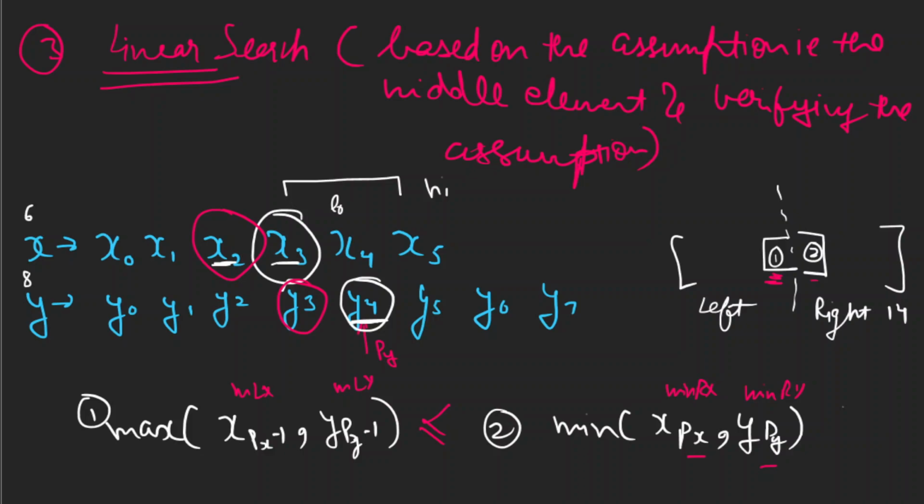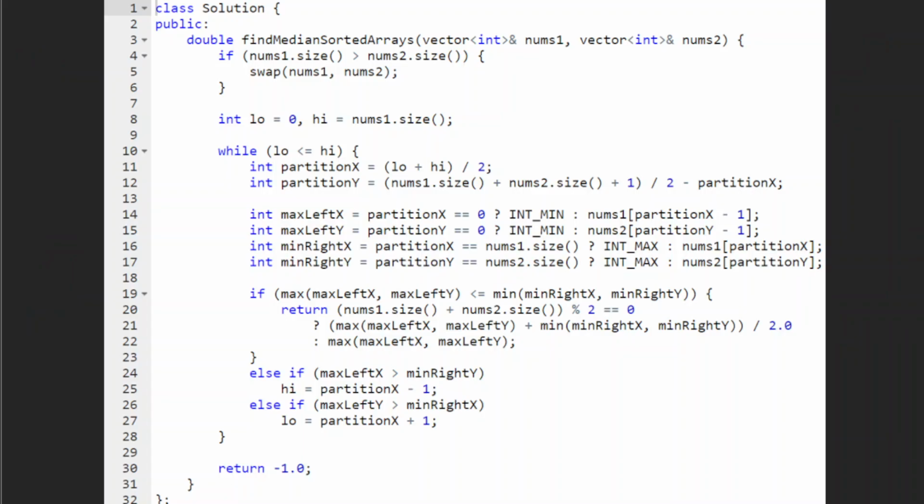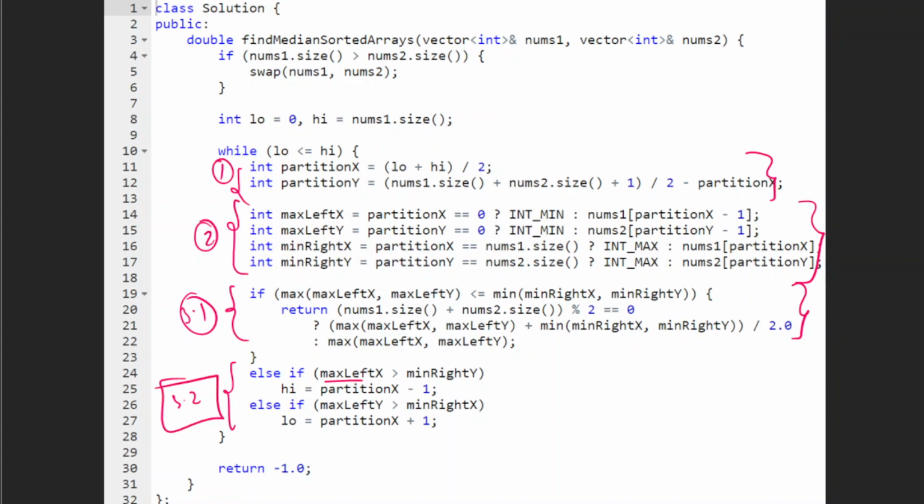And that is our code, that if max left of x, so everything in this part is similar to the linear search, and this part is similar to the linear search as well. This one is also similar. This is 3.1, and 3.2 is not similar, so we're going to look at this one. That is, if max left of x is greater than min right of y.